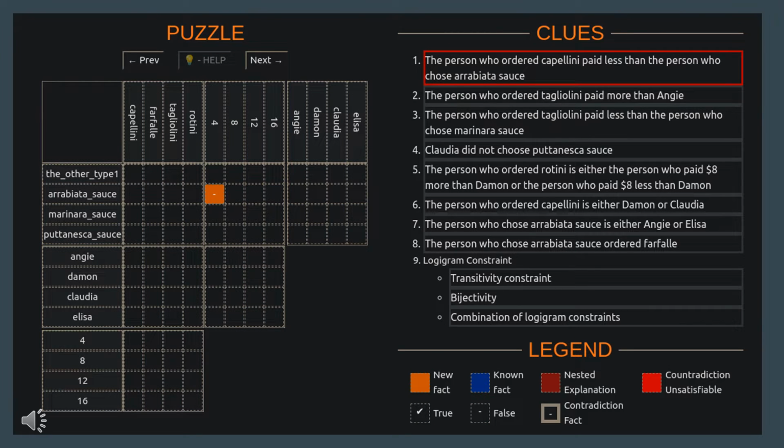Let's start with the first clue. It says that anyone who ordered capellini paid less than anyone who chose arrabbiata sauce. This implies that arrabbiata definitely cannot be the cheapest, so we will put a false at the corresponding position.